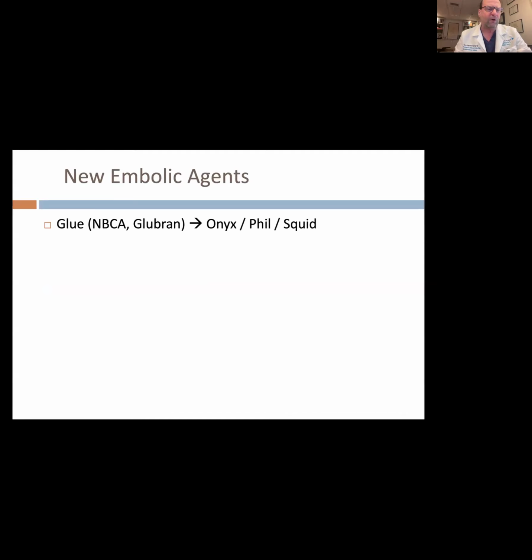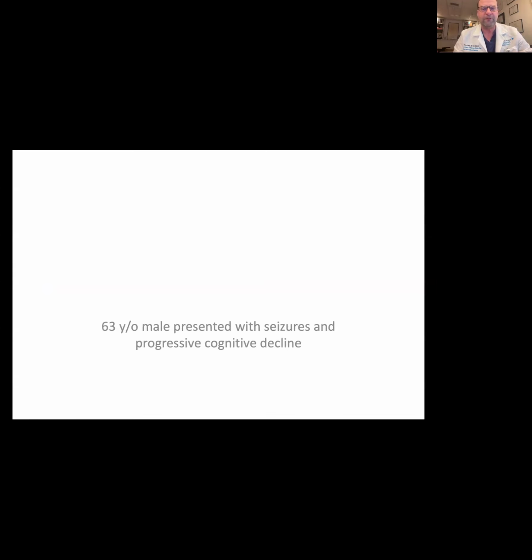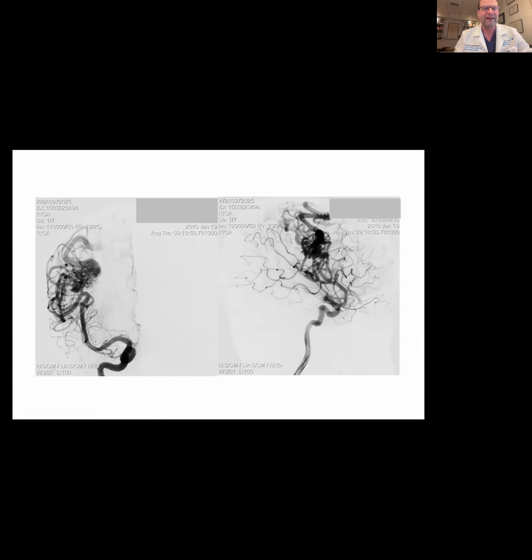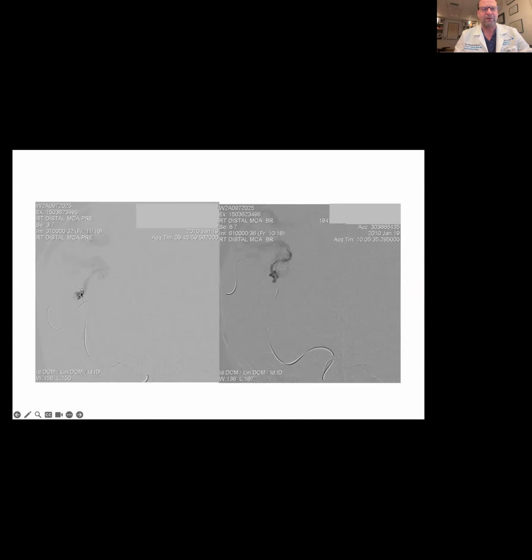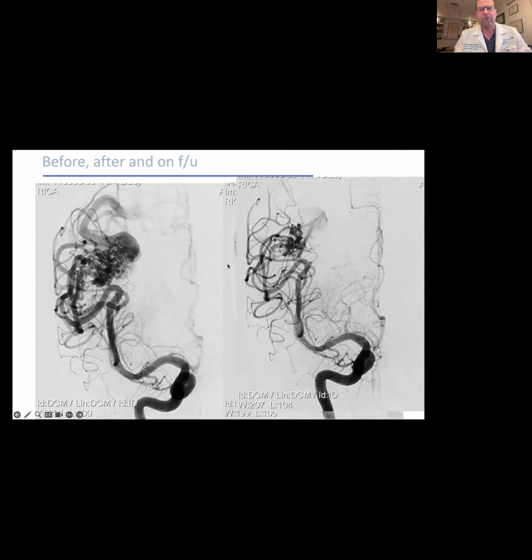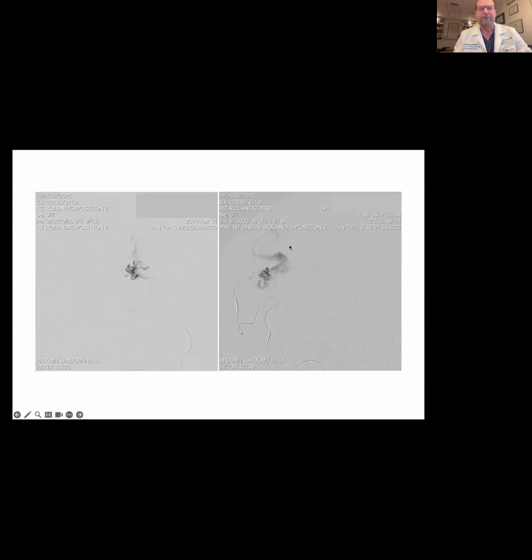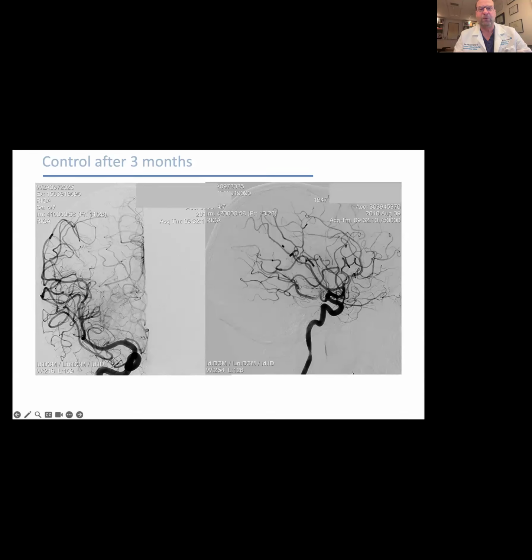In the past, we only had glue or NBCA. Now we have Onyx, FILL, SQUID, and there are some good things about glue, as I can show you here. Patient relatively old already, but he presented with new seizures, progressive cognitive decline, and we can see here a large AVM that we went in with the microcatheter session 1, got it already much smaller. After session 2, significantly smaller, and then we were able to actually completely obliterate it after 3 months.